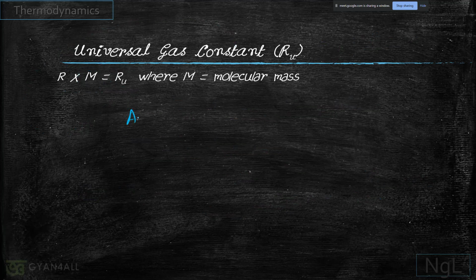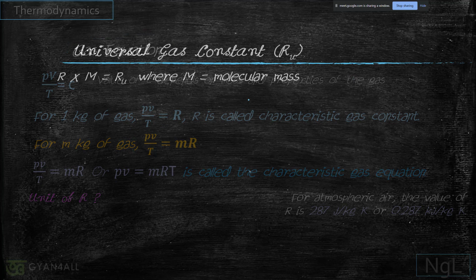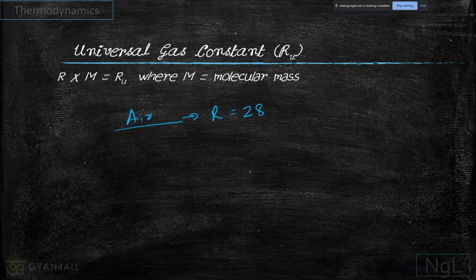Suppose we consider air. For air, R is equal to 287. What is the unit? Joule per kg per Kelvin, where m in kg is the whole mass, so per kg. For air, PV is equal to mRT.